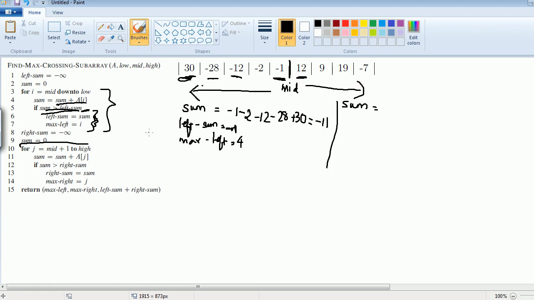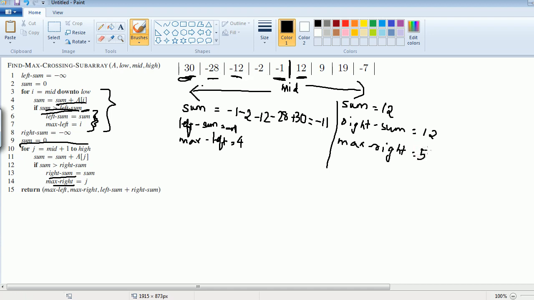Okay, so sum equal to 0 plus a of j, which is 12, so sum equal to 12. Is sum greater than right sum? Right sum is -infinity at this point, and yes, the condition is satisfied, and this is executed and this is executed. So right sum equals sum, which is 12, and max right equals 5.